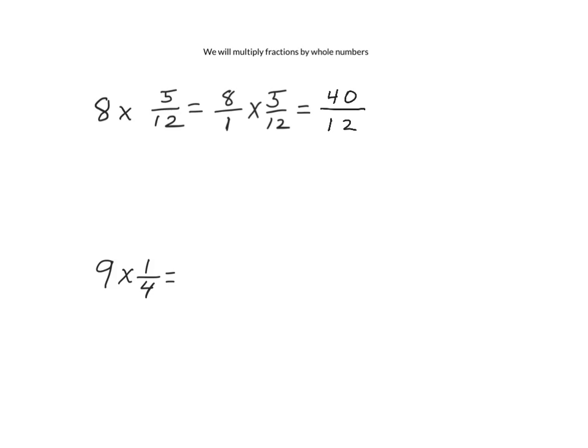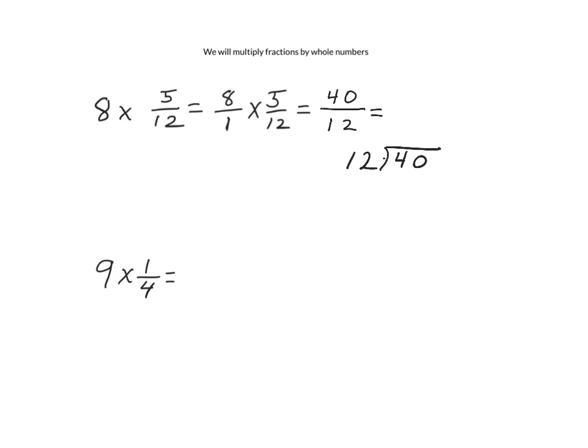So now we have 40 twelfths, but that's an improper fraction. So you know what we've got to do to an improper fraction? We have to change it to a mixed number, and we do that by dividing the numerator by the denominator. So 40 divided by 12.